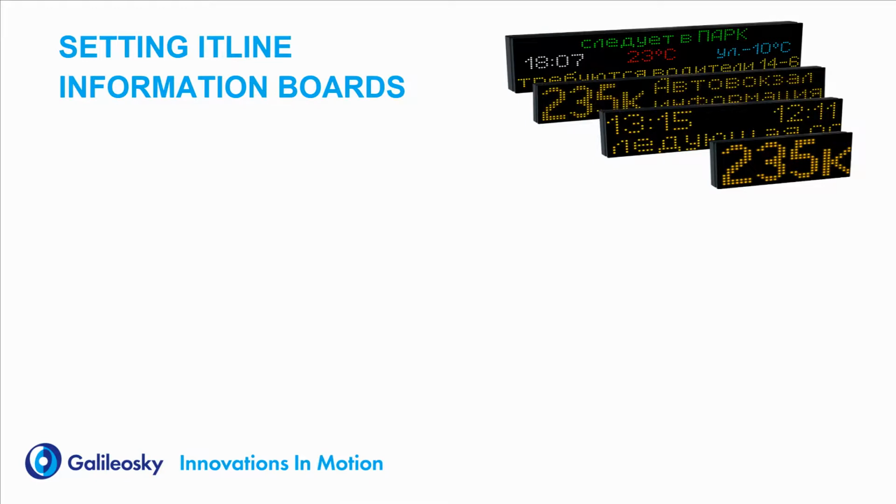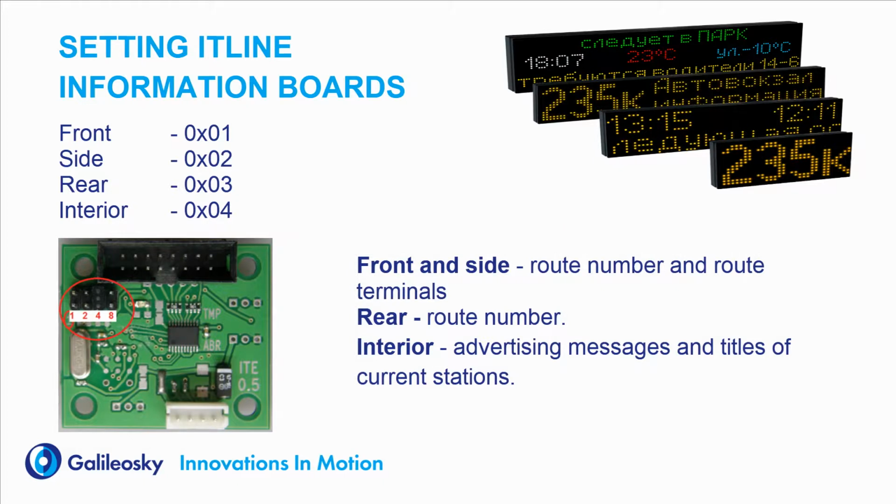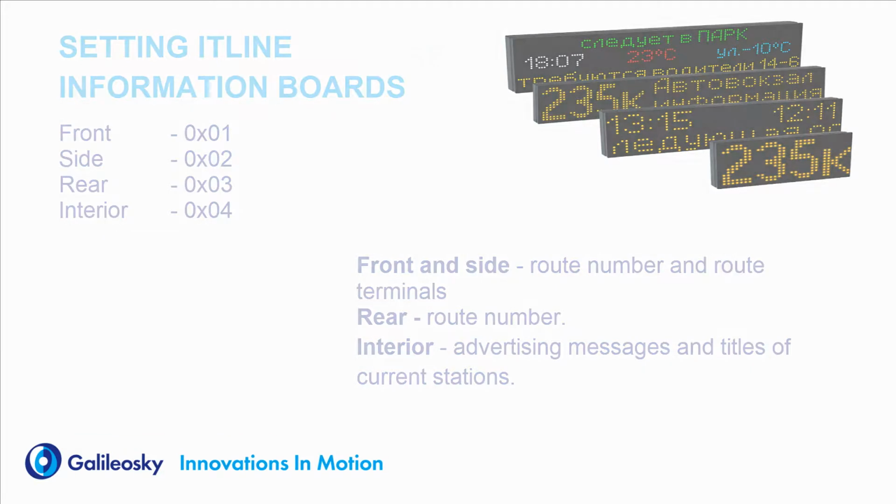There are 4 types of ITLINE information boards depending on the location of their setting: front, side, rear, and vehicle interior. Addresses are set on a mounting plate of every board by means of jumpers depending on its location. Front and side boards show the same information: route number in the left part of the board, the first station title in the upper line, and the last station title in the lower line. Rear boards show only the route number. The interior board shows advertising and the current station titles.